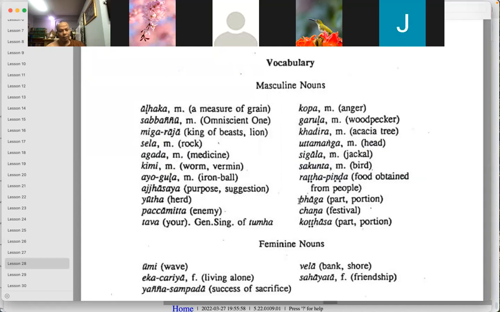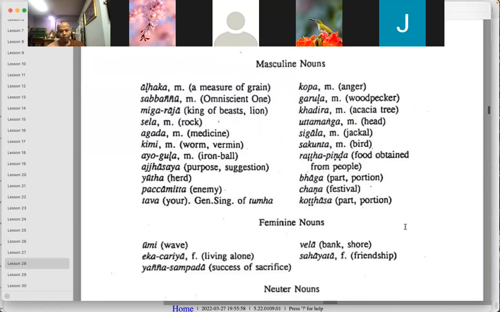And then the other one, Baga, part and portion, and Channa, festival, and Kotas are also the same as Baga, a part or portion. Okay, these are masculine now.